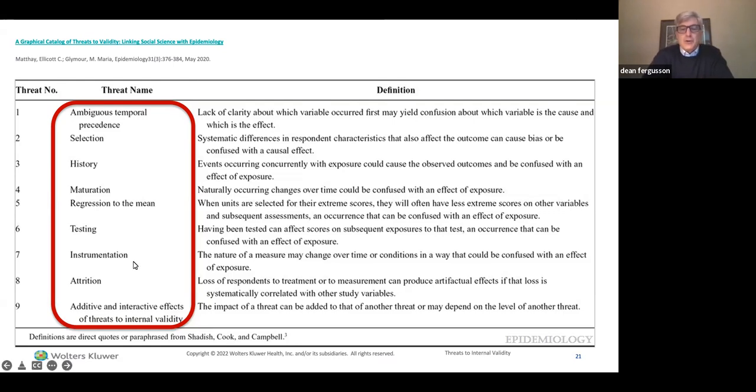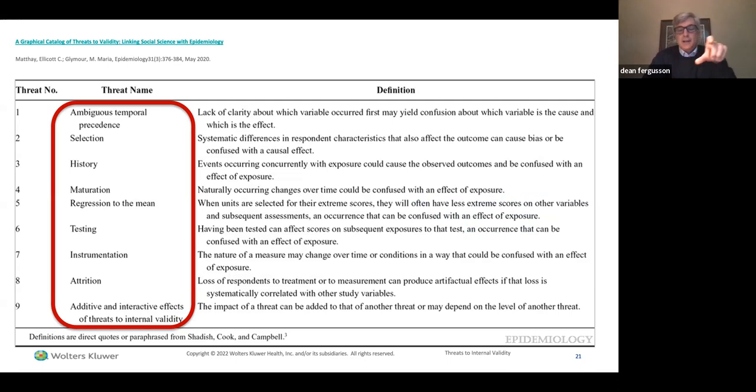Instrumentation is just that how we measure things over time may change. So different instruments, different pain scales, different ways of diagnosing or categorizing disease may change over time. Those with a long time horizon may be susceptible to the instrumentation threat to validity. And finally, attrition, number 8, is the loss of respondents or participants, which may produce artifactual effects. They may be related to treatment and you can't measure them, which is problematic as well.